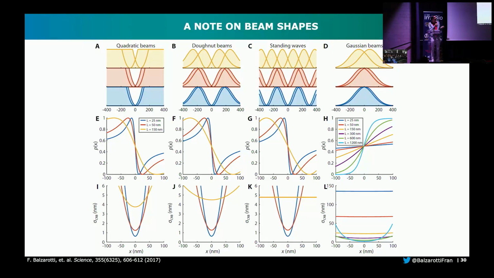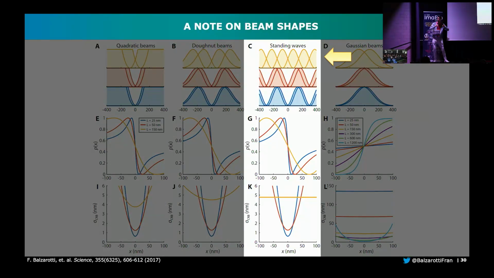A note on the beam shapes. You can do this with many beam shapes that have zeros. You can even do this with Gaussian beams. With Gaussian beams, it gets more precise if you separate them more, because the tails of the Gaussians look like pieces of donuts. So if you use Gaussians, separate them. If you use donuts, put them together.